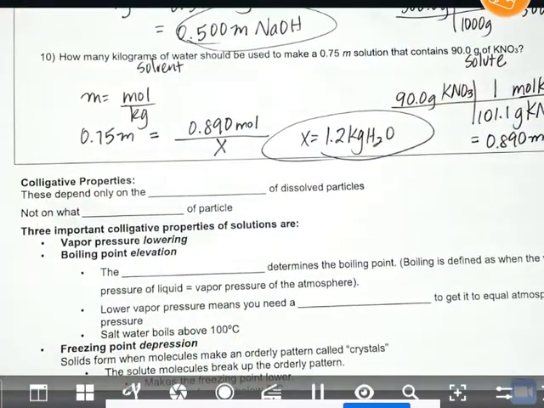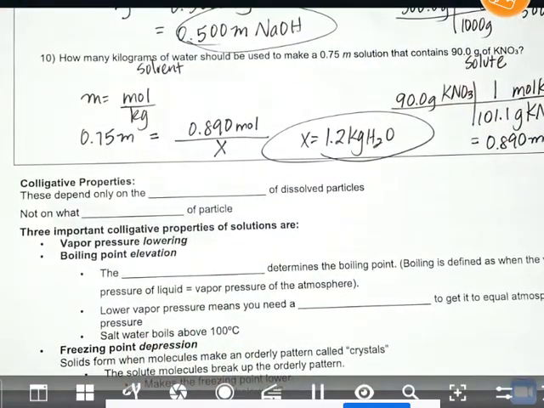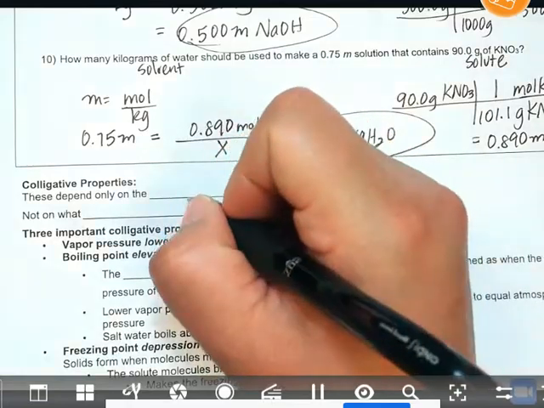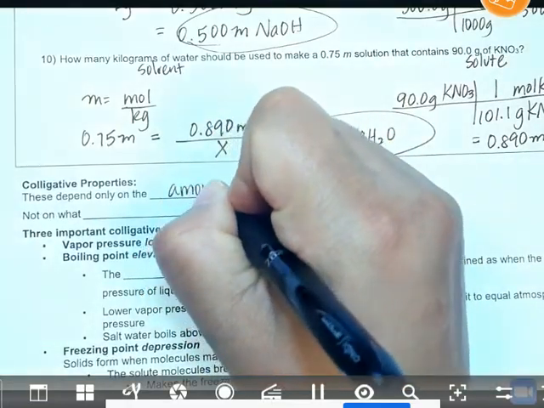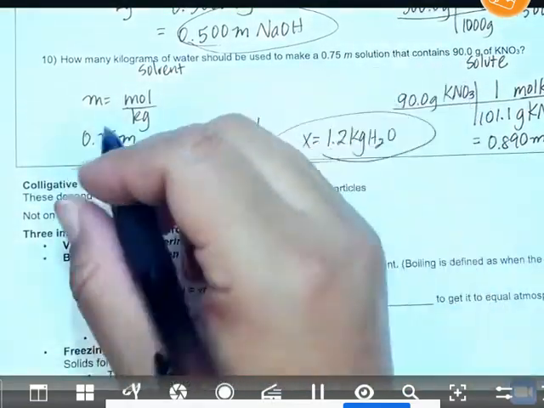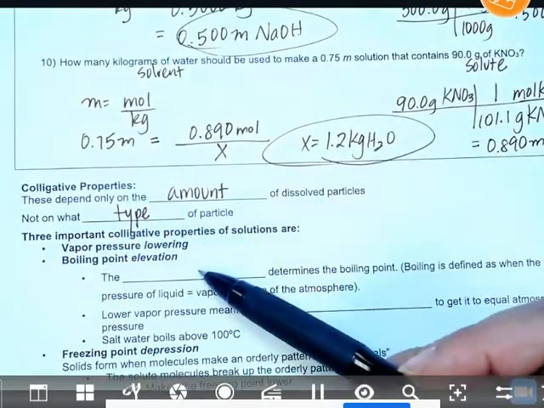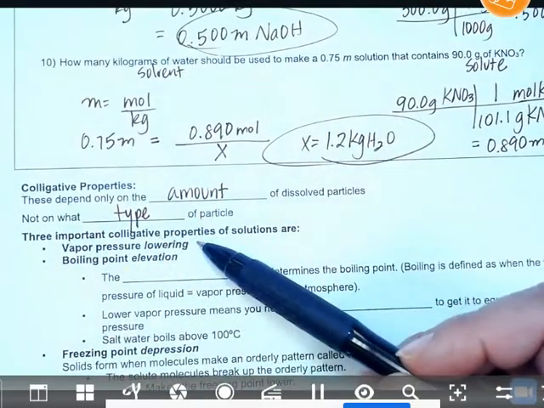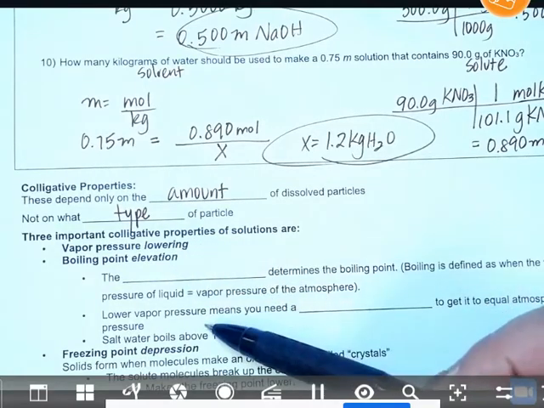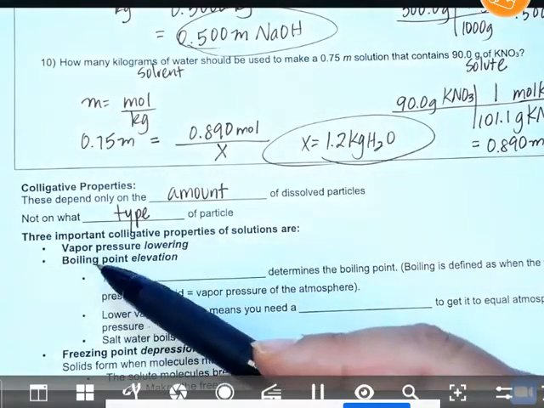So now that we know molality, we can look at colligative properties. Colligative properties are properties that are dependent on the amount of dissolved particles, not on what type of particle. There are 3 of them: vapor pressure lowering, boiling point elevation, and freezing point depression.